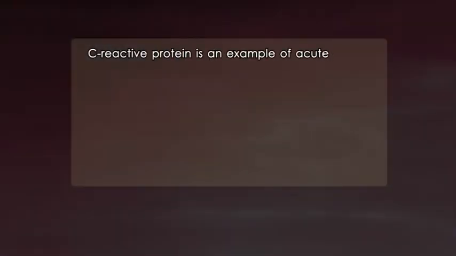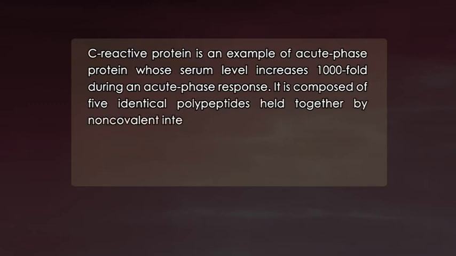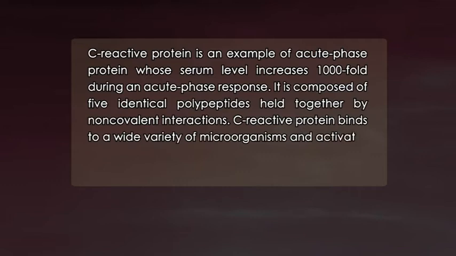The increase in body temperature inhibits the growth of a number of pathogens and appears to enhance the immune response to the pathogen. C-reactive protein is an example of an acute phase protein whose serum level increases 1000-fold during an acute phase response. It is composed of 5 identical polypeptides held together by non-covalent interactions.